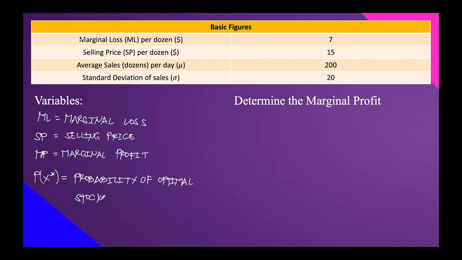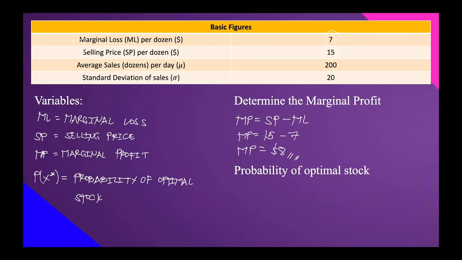Now, first part of the solution is we need to determine the marginal profit. Again, I hope you still recall the formula for marginal profit. It is just the difference of the selling price and the marginal loss. So, since we have here the selling price of 15, so let's write here 15 minus marginal loss of 7. So, MP value is 8. Then, the unit is dollars. No? So, $8 for marginal profit. This is per dozen of donuts.